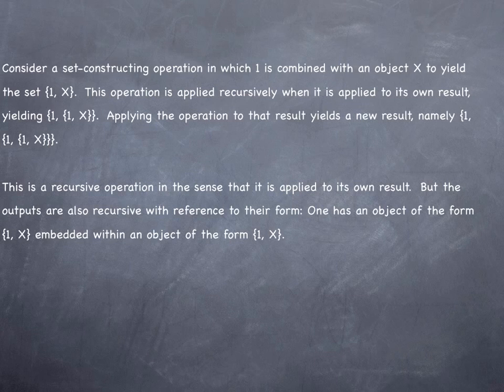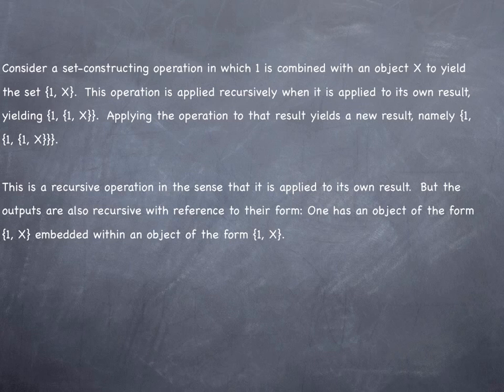Applying the operation to that result, in turn, yields a new result, namely 1, a set with two members. One member is the symbol for 1, and the other member is the output of the last application of the procedure. This is a recursive operation in the sense that it's applied to its own result. So it's recursive according to the second definition.